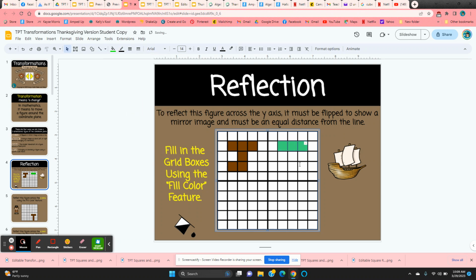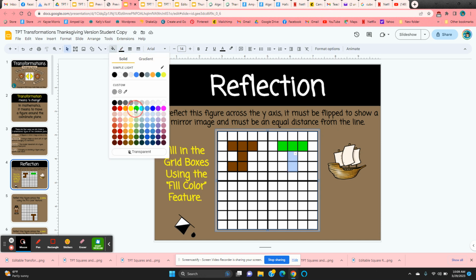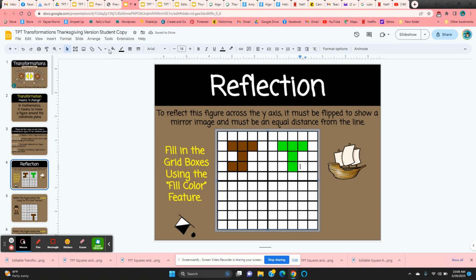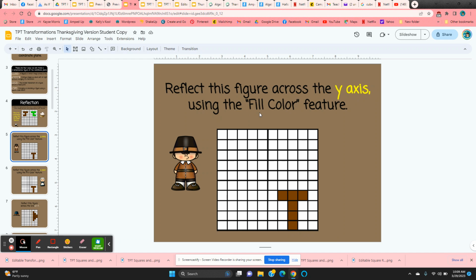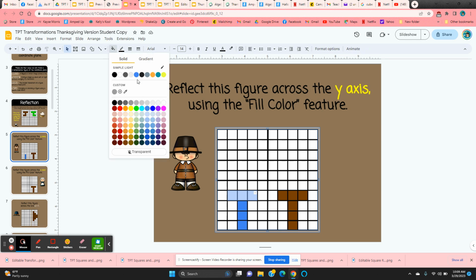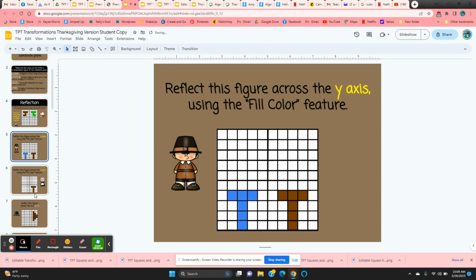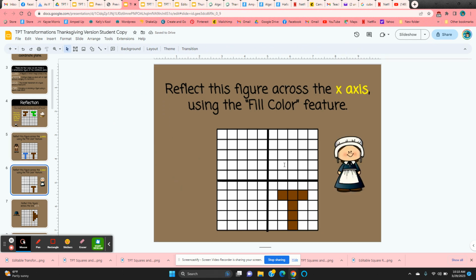And they can choose any color they want. And they can only highlight just a rectangle at a time. And so here they have shown a reflection over the y-axis. The next one is a reflection, again, over the y-axis. So they just click and hold. Choose any color they like. And then in the next slide, they're going to take this same figure and they're going to reflect it over the x-axis. So this time it's going to be above.